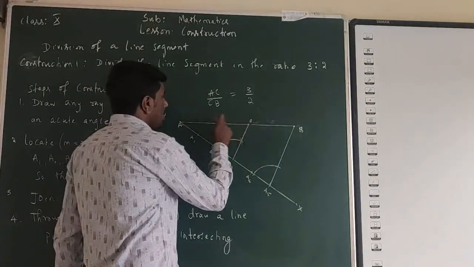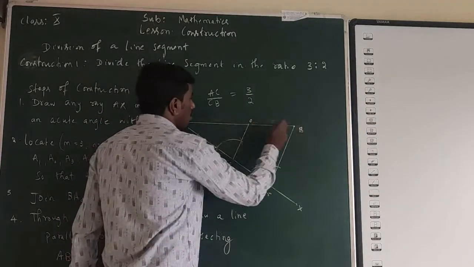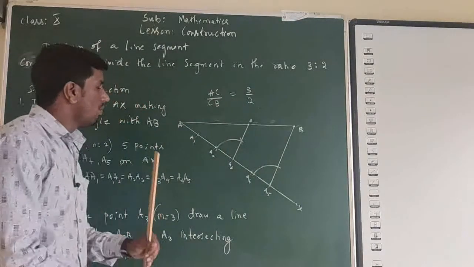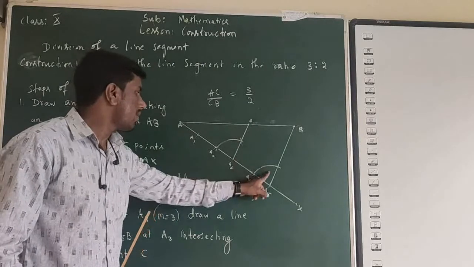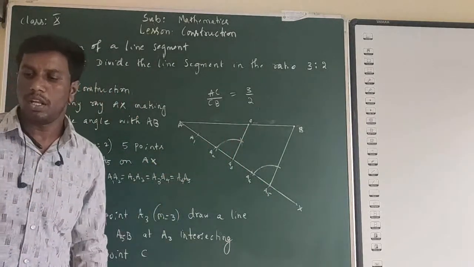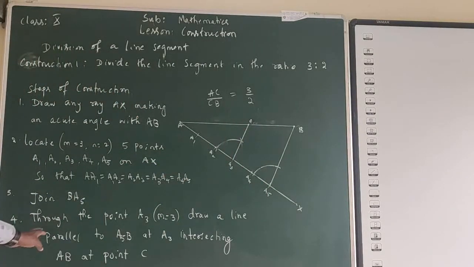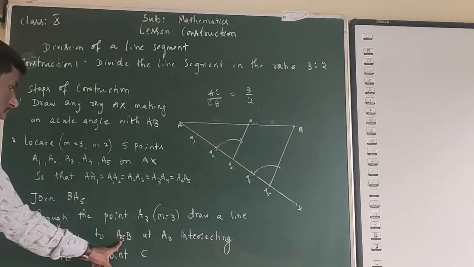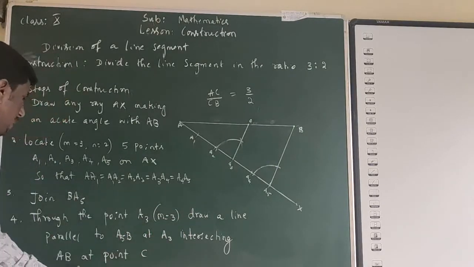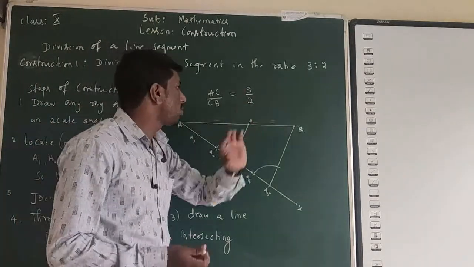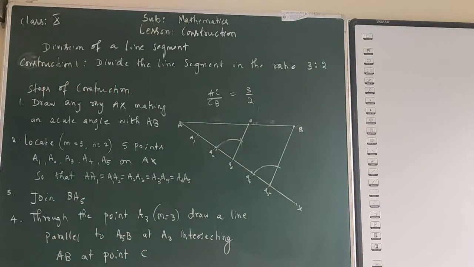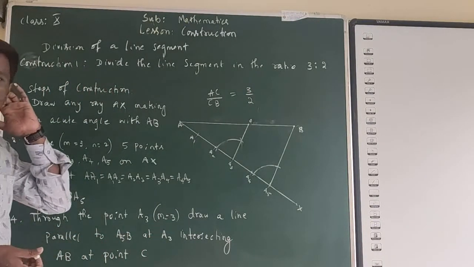Now this is the ratio. AC is 3 parts and this is 2 parts. These are the two parallel lines, because you can see that the angles are the same. So through the point A3, drawing a line parallel to A5B, intersecting AB at point C, AC is 3 parts and CB is 2 parts. Like this, we should divide the line segment in the ratio 3:2.